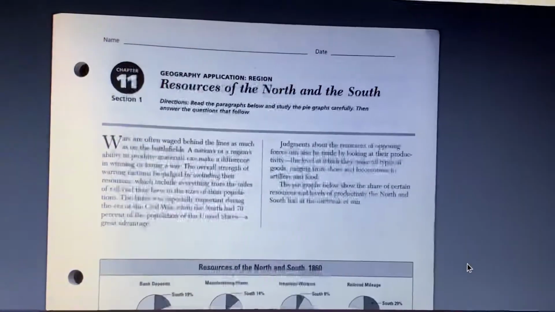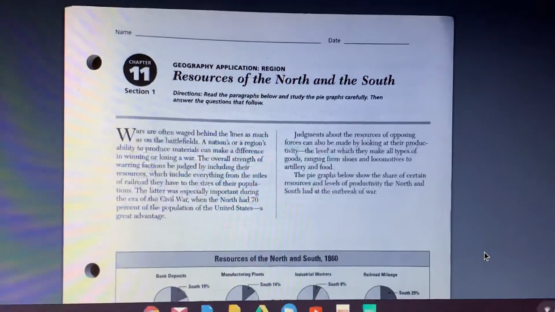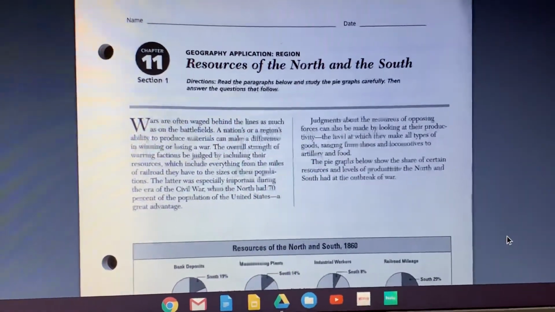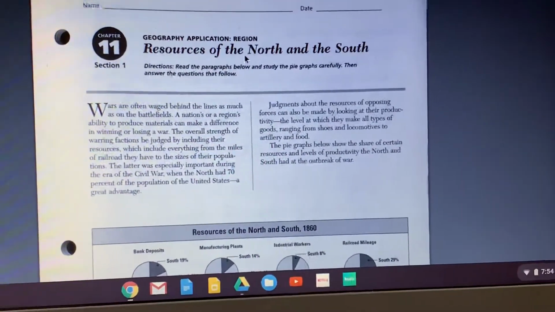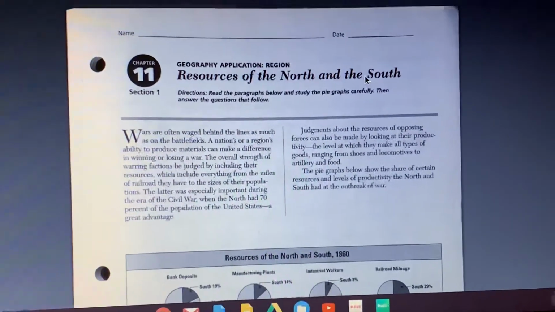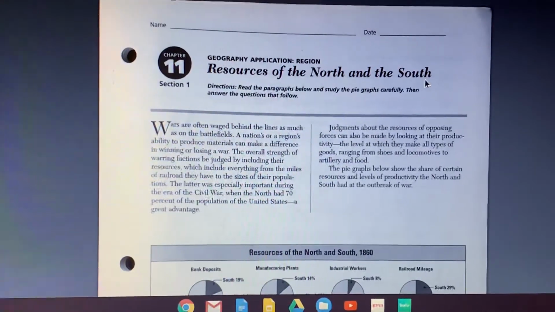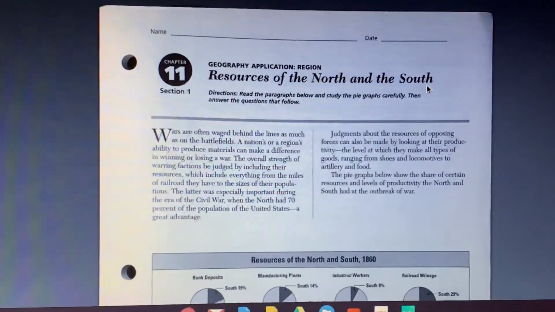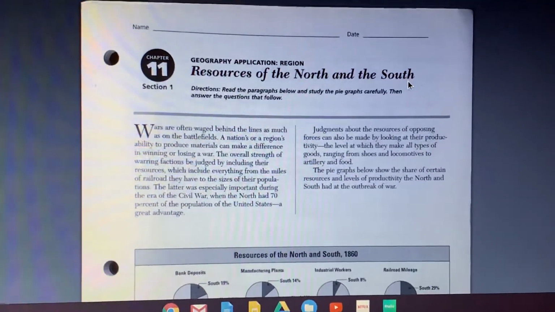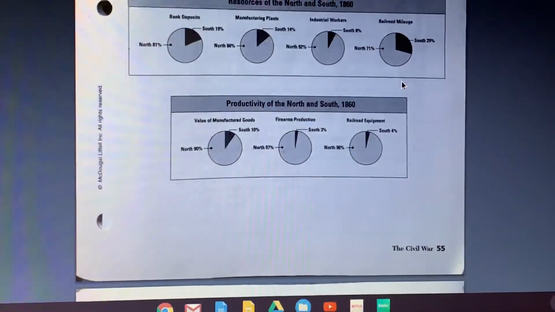Just want to go through the instructions of what today's assignment that we are doing. So, essentially, we're talking about the different resources that the North and South had during the Civil War. What advantages did the North have? What disadvantages do they have? What advantages do the South have? What disadvantages do the South have? So, I'll go through these questions with you real quick.